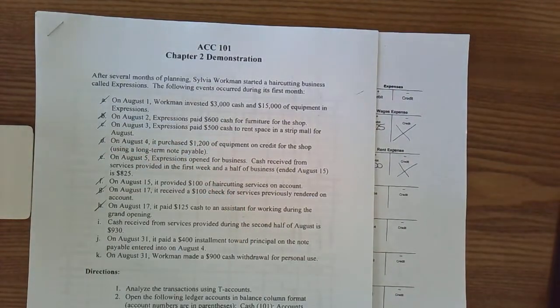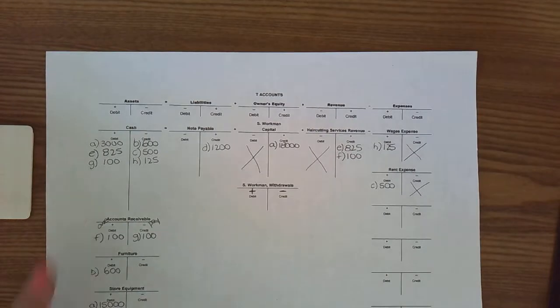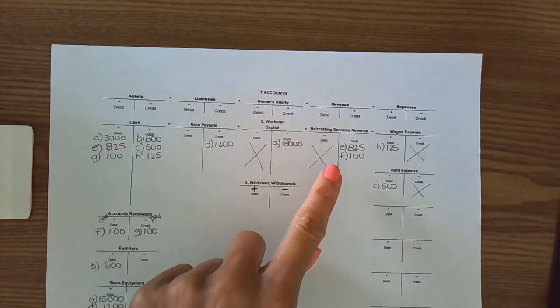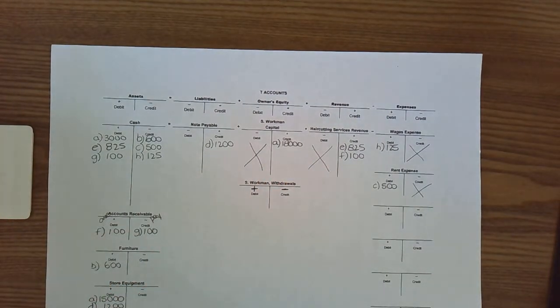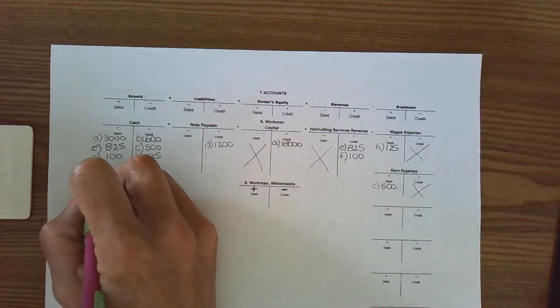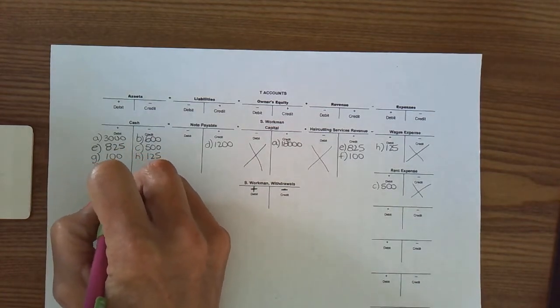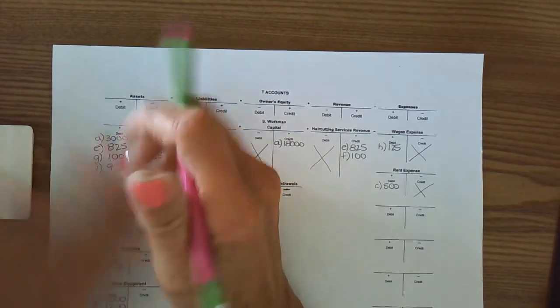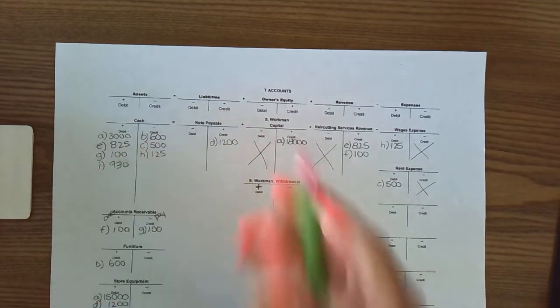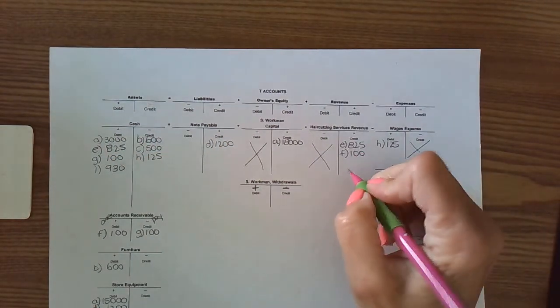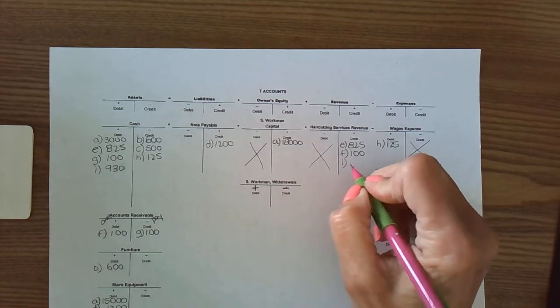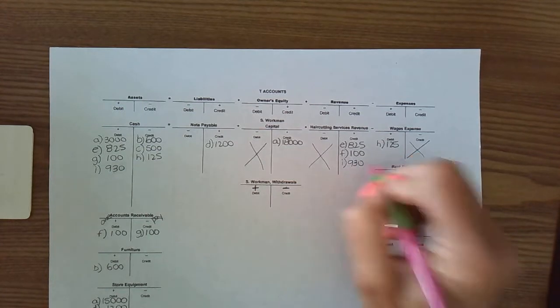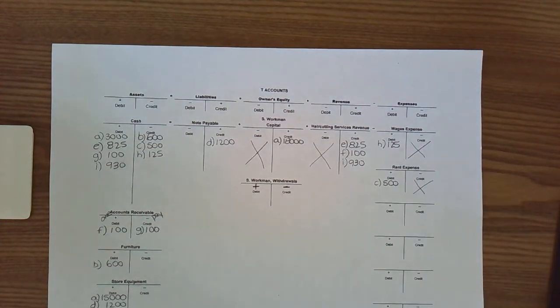All right, letter I is going to be like letter E. So we're going to add to our cash and add to our revenue. All right, so for letter I, we're going to add to cash $930. This is for services provided for the second half of the month. And then we're going to add to the revenue on the credit side, the only side we can be on, $930.